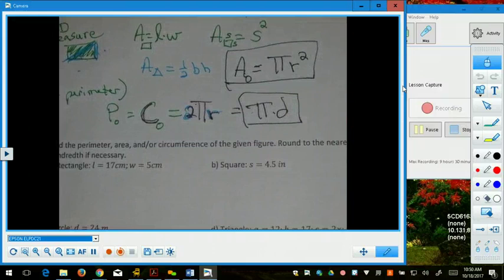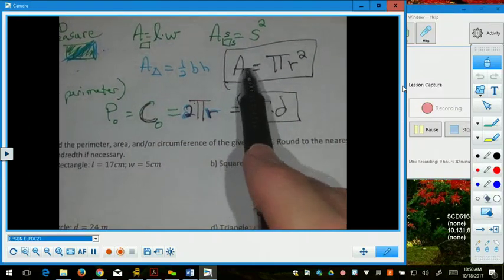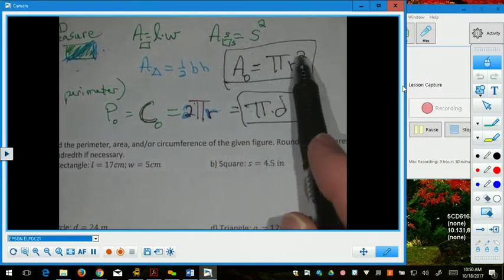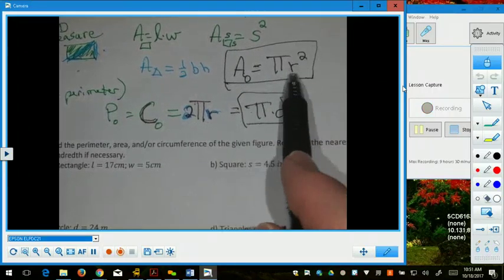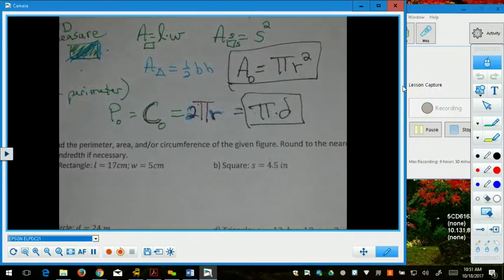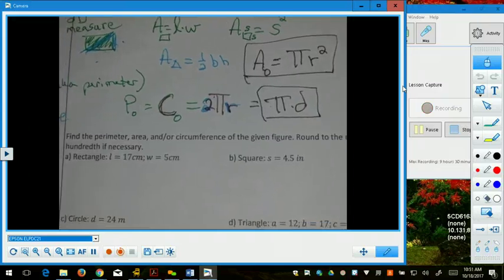I don't care which one you memorize, but if I ask you for area, you need to use this formula. If I ask you for circumference, you need to use one of these. Don't use this for circumference. Your units are not squared for circumference.